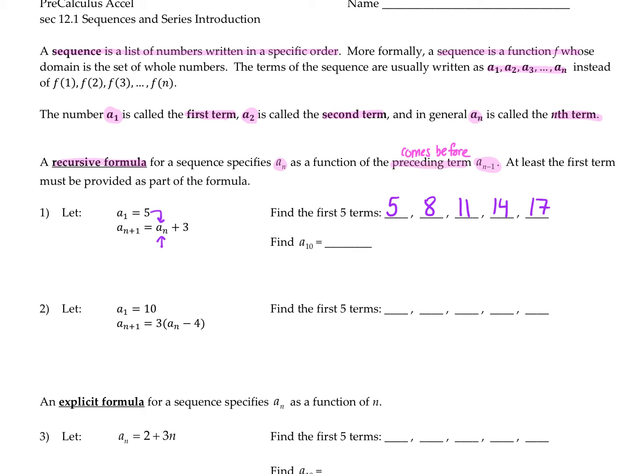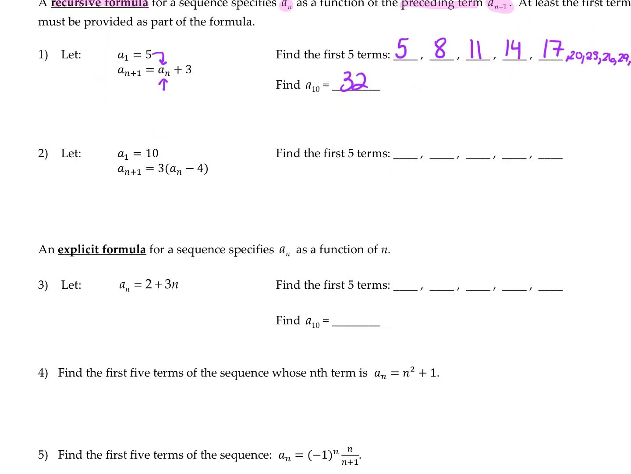Now let's say I want to find the 10th term. I would need to keep going. So after 17, I would get 20, then 23, then 26, then 29, then 32. So my 10th term would be 32.